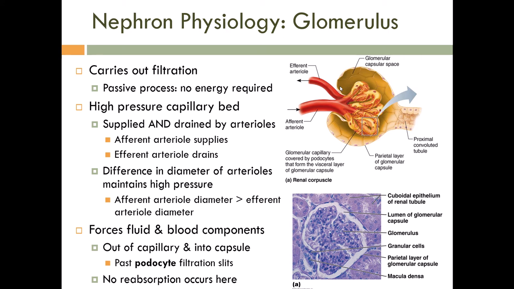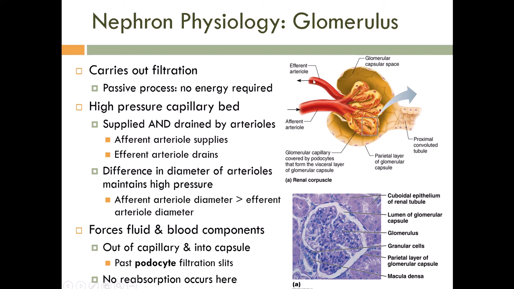And the glomerulus itself happens to be a very, very high pressure capillary bed, with much higher blood pressure in this particular capillary than, say, your typical capillary. Part of that is that it is both fed and drained by an arteriole. The afferent arteriole leads into the glomerular capillaries. The efferent arteriole leads out of the glomerular capillaries.